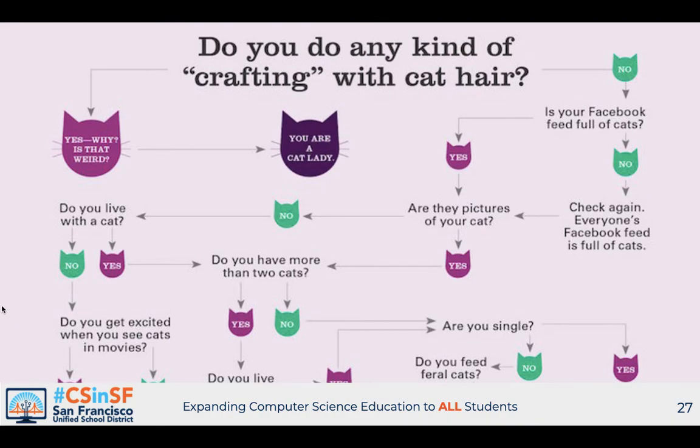Algorithms represented in flowcharts can be a bit more complex. This is a flowchart to identify if you are a cat person. So it is a series of questions that lead to a result, an output of whether or not you are a cat person. Some questions and decision points that might lead to that answer.